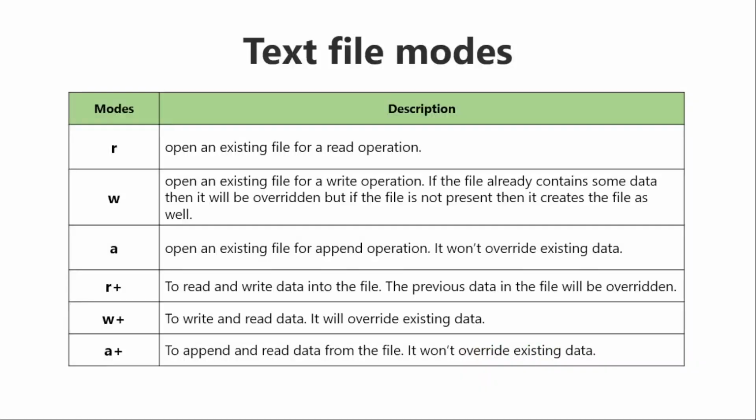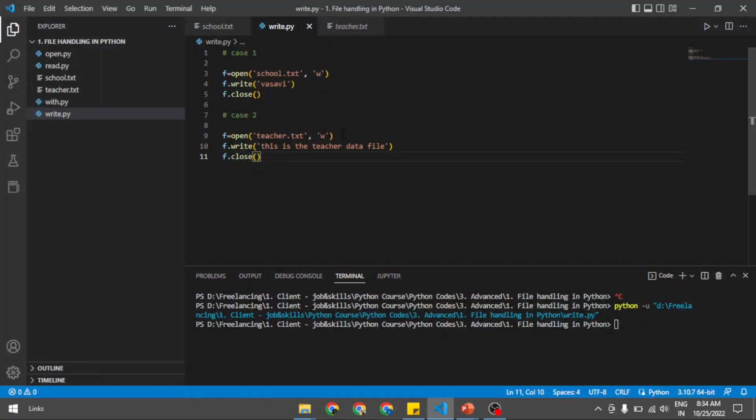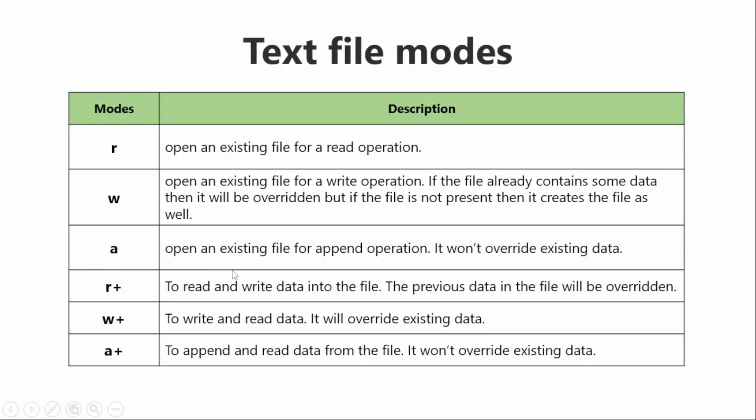That is exactly the description of write. We have discussed two cases. One is opening an existing file for a write operation. If the file already contains some data, then it will be overridden. So this is case 1. In case 2, if the file is not at all present, then it creates the file as well. So in the second case, I don't have the teacher.txt file, and I have created the text file with the help of write mode, and I have written some text in that. So this is how the write function works.